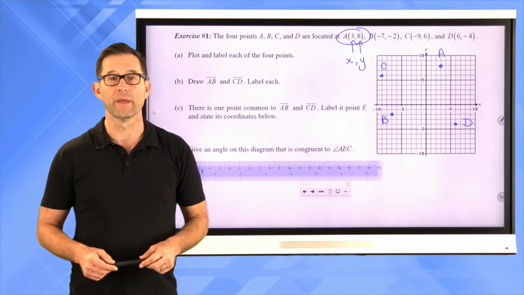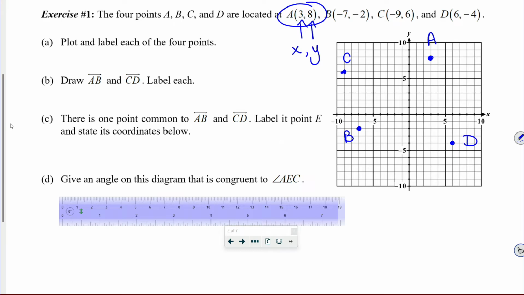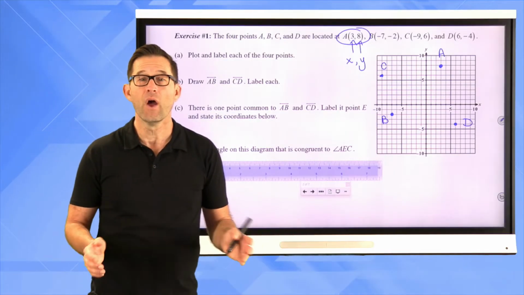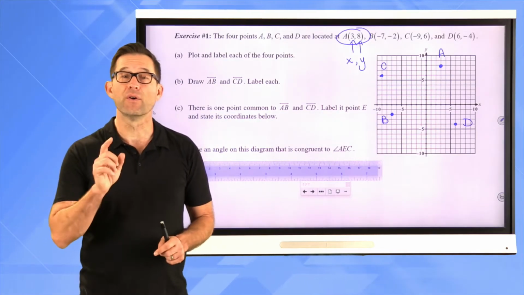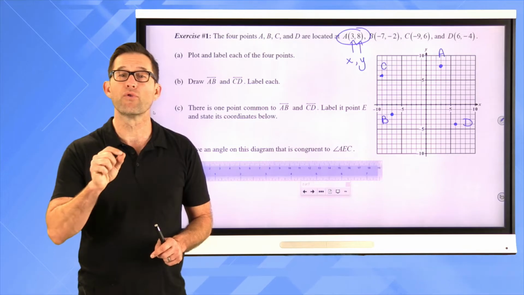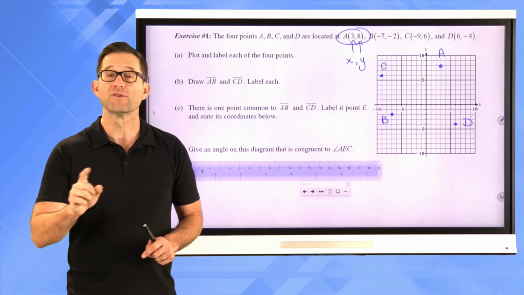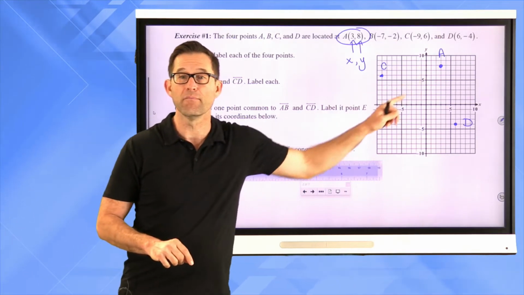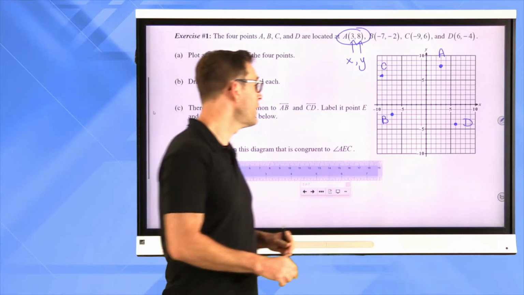Let's take a look at letter B. Draw line AB and line CD. Label each. Okay, simple enough, right? We already talked about the fact that there's only one line that will go through any 2 given points. So as soon as we have points A and B, right, we can draw the one and only line that goes through them.